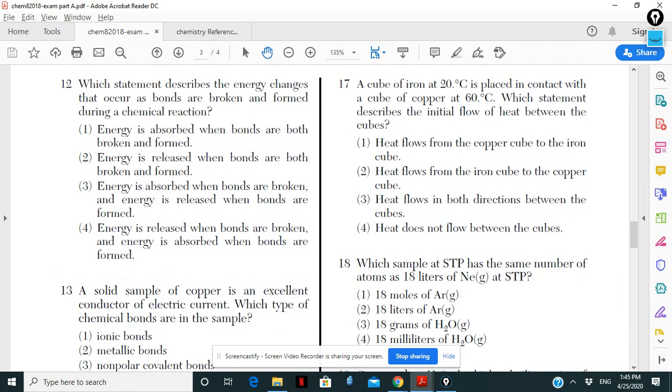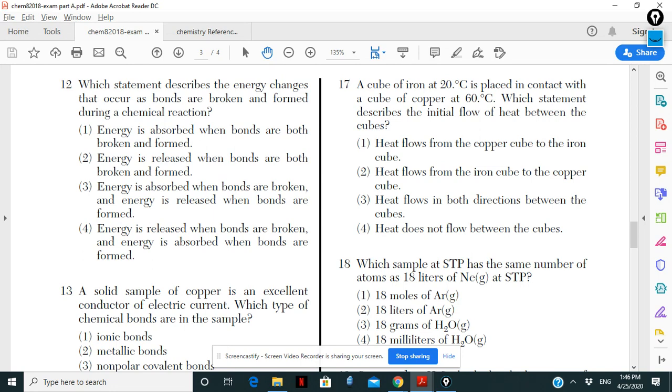Question number 12. Which statement describes the energy change that occurs as bonds are broken and formed during a chemical reaction? So breaking down the bond is absorbing energy. Forming a new bond is releasing energy. That's the rule always. So breaking down the bond requires energy, so it absorbs energy. Forming a bond is going to release energy.